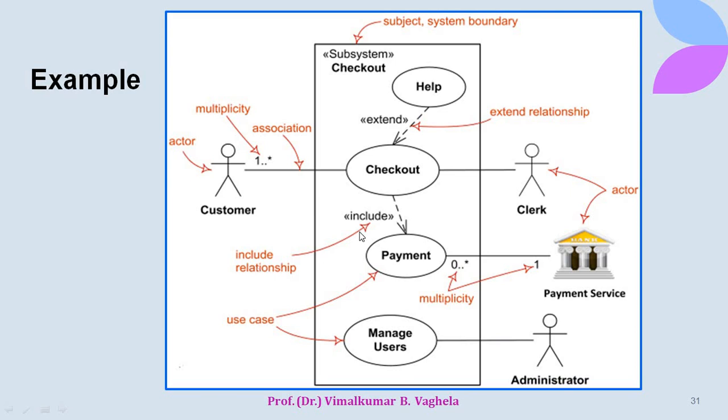This is the actor, this is the include relationship. If you want to check out, then you have to perform the payment procedure. If you want to do a checkout, then if you require help, the extend relation is to be described. Okay, here something is to be written, multiplicity, that is the one to many relationship is to be there. A customer can do many checkouts. The payment, one customer will do one payment at a time. So whatever we have discussed in this video, the different notations, relationships, everything is described or available in this diagram.